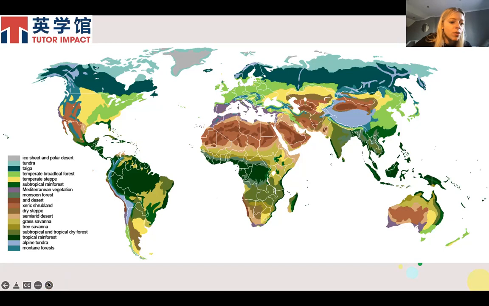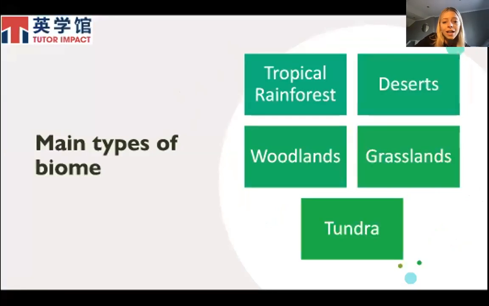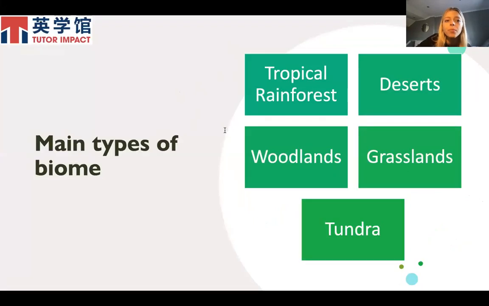Now we're going to move on to, I think it's the five main types of biome. So we have the tropical rainforest, we have the deserts, we have the woodlands, we have the grasslands, and we have the tundra. Now I'm going to quickly outline each one before we go into a bit more detail.